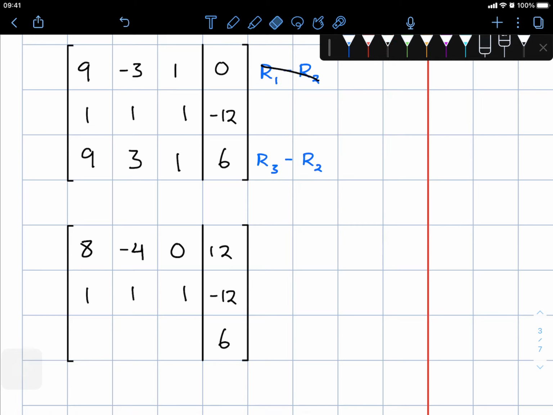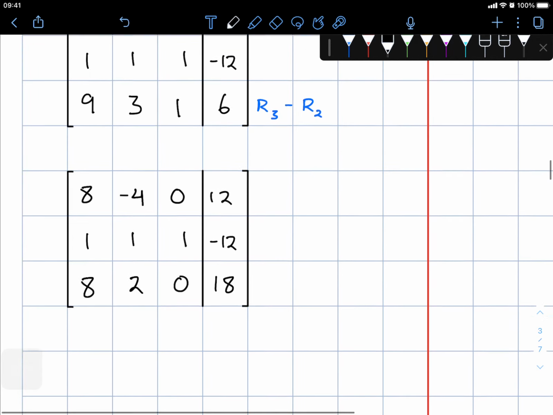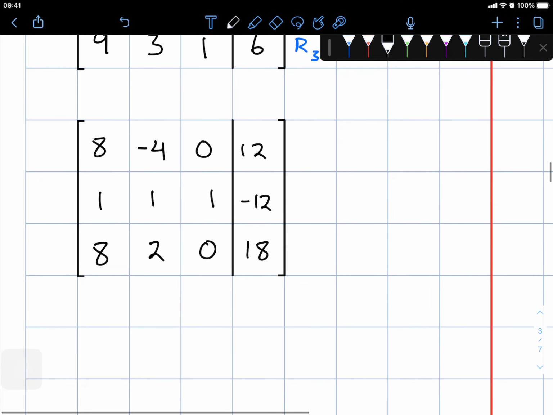Let's now do the second, this one here. So that's going to be row 3, 1 take away 1, that's going to be 0. 6 minus -12 is going to be +18. 3 take away 1 is going to be 2, and 9 take away 1 is going to be 8. From here, I'm going to simplify the expressions.